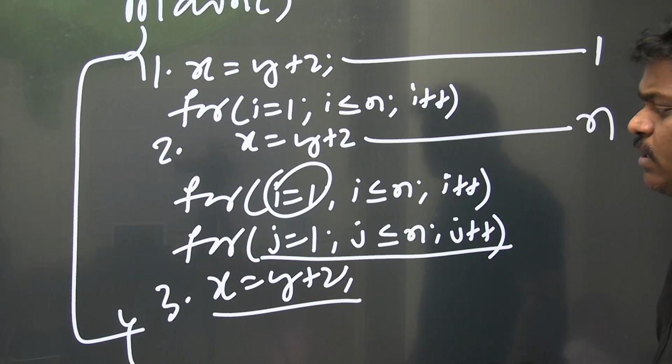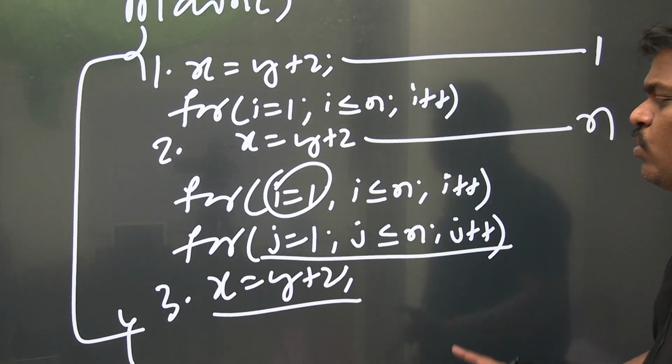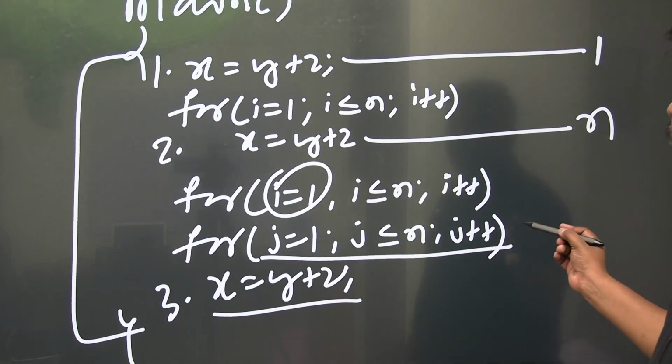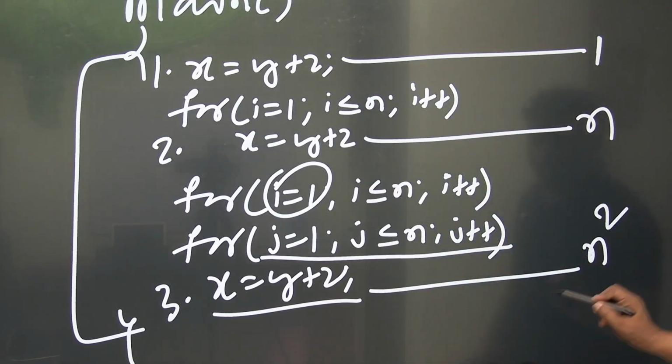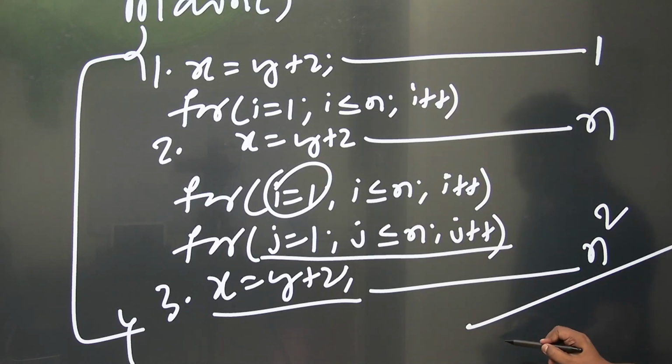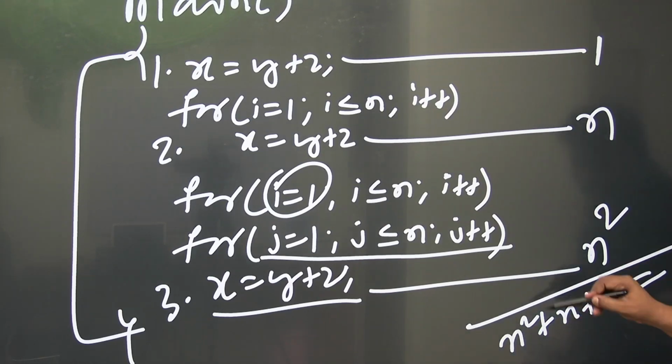I value 1, statement 3 will execute n times. I value 2, statement 3 will execute n times. I value 3, statement 3 will execute n times, like that. So n times n gives n square. If you observe clearly, the total is n square plus n plus 1. Forget about the small functions, take the bigger one only. It becomes theta of n square.